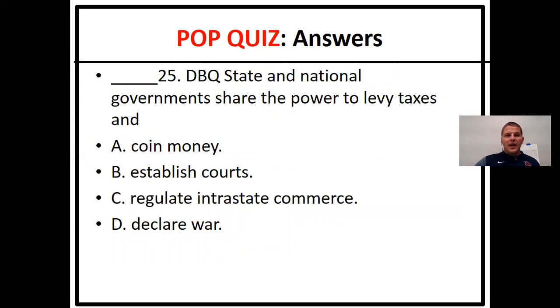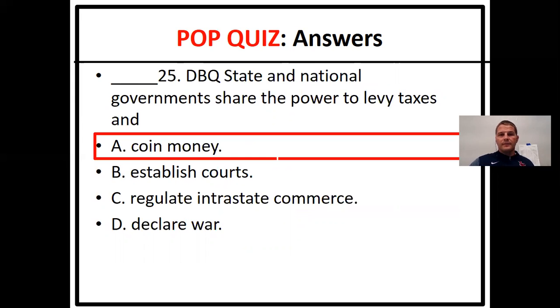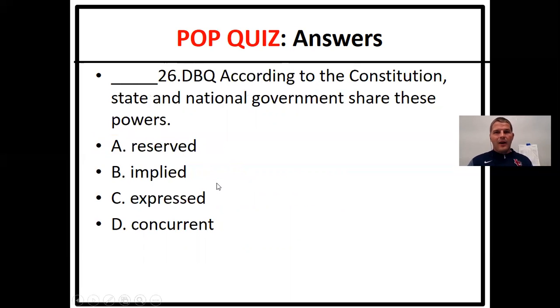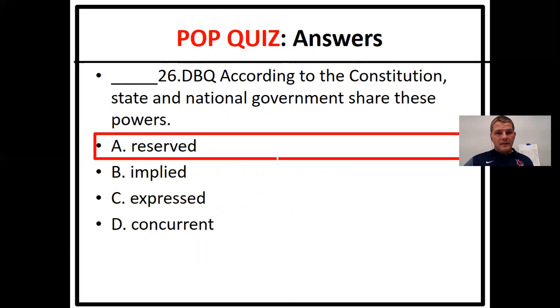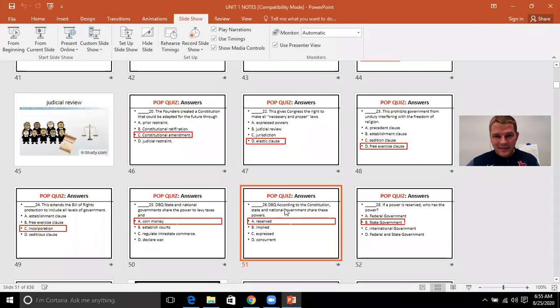Now, you looked at an image. State and national governments share the power to levy taxes and coin money. That's wrong. That should say establish courts. Got to move that one. All right. According to the Constitution, state and national government share these powers. It's that chart that you've been looking at. All right. That's wrong again. It should say concurrent. Let's fix that.